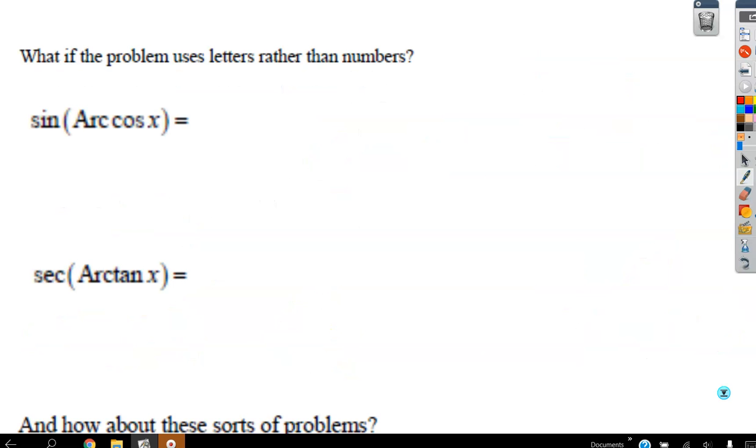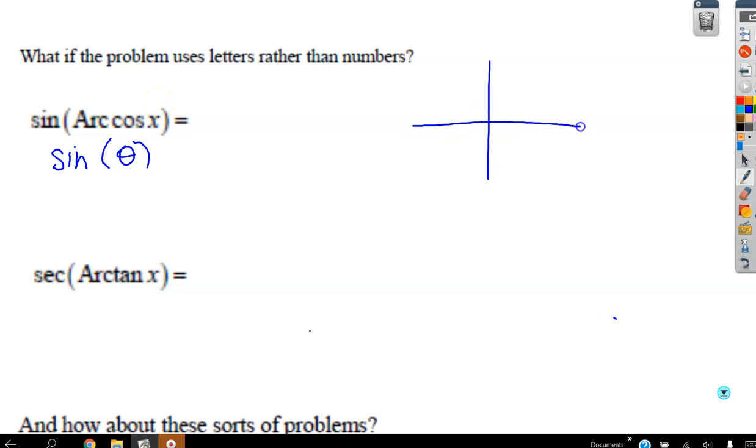Okay. What if your problem uses letters rather than numbers? So we saw this happen in chapter 7, where we started to introduce, well, what if it was just arbitrary values? You're going to treat this the same way. You're going to come up with your triangle, and then you're going to solve. The first thing I would do is think of this as sine. An inverse trig function is an angle. So I'm going to use this relationship to get the angle.